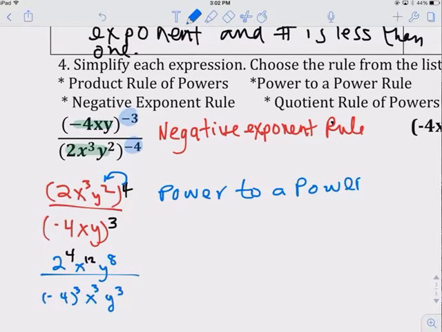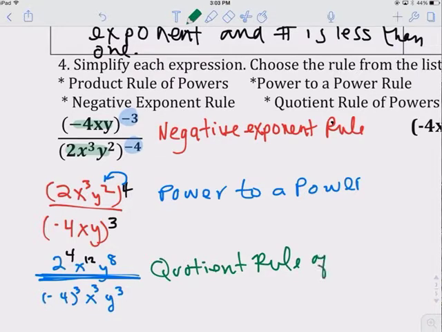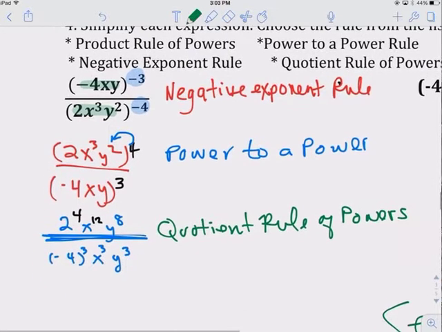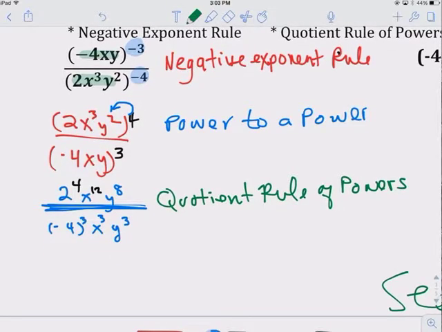And then what rule do we follow next? You add all of them together. No, this is a quotient. Do we add or subtract? Subtract. Quotient rule of powers. So you need to subtract them.